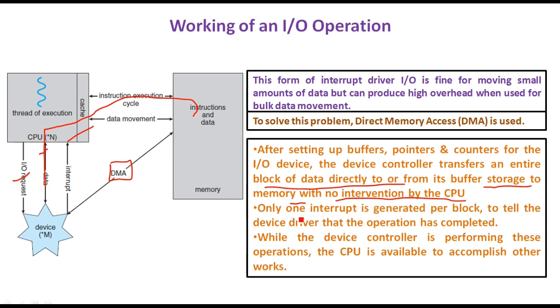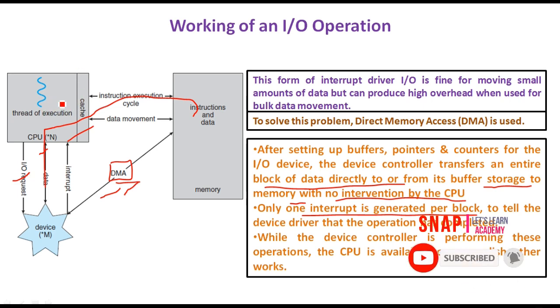Only one interrupt is generated per block. So only one interrupt is generated for transferring the entire amount of data to tell the device driver that the operation has completed. While the device controller performs these operations, the CPU is available to accomplish other work. Means while transferring this data via DMA, the CPU is able to handle and execute other processes.